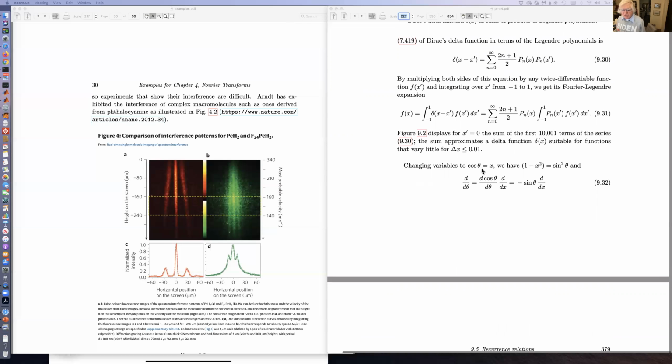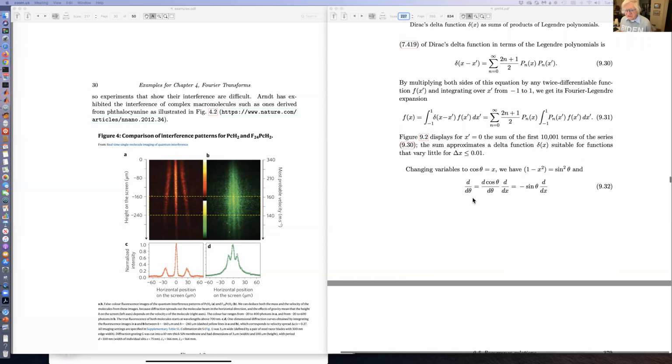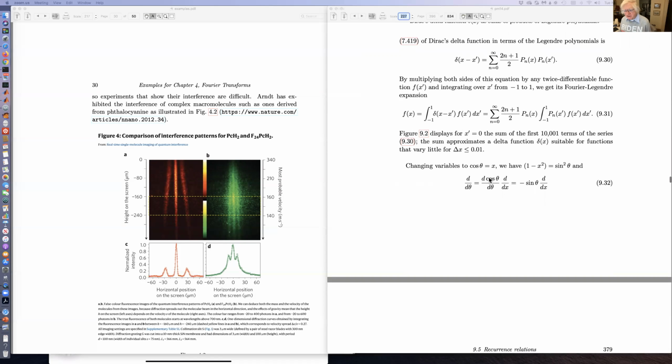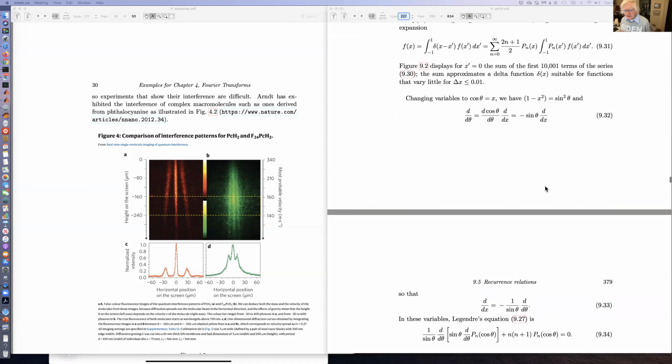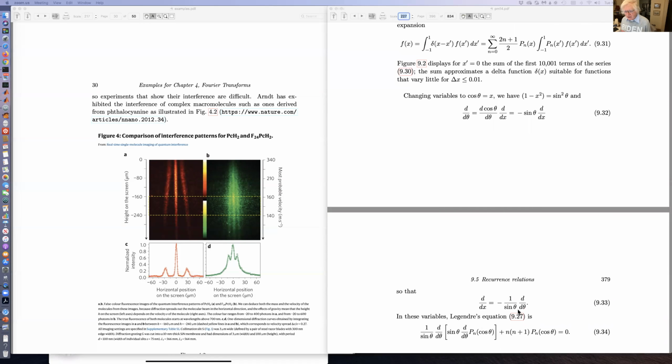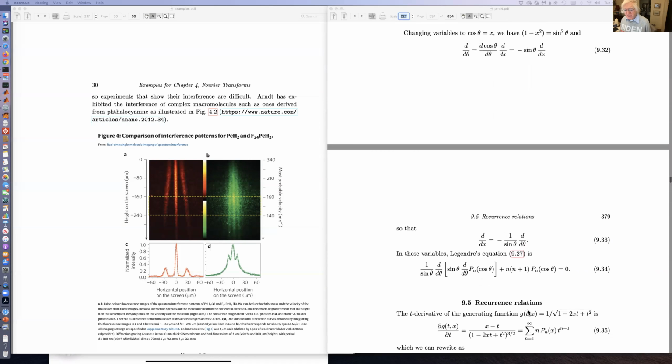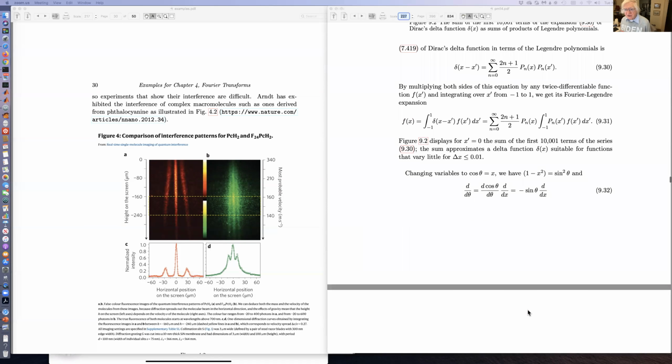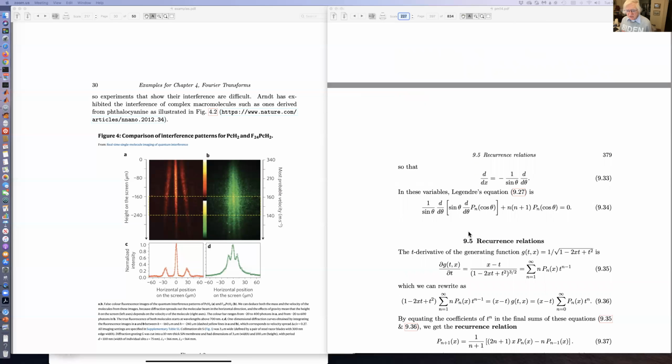And in physics classes, we often change variables. And so we set x equal to cosine theta, and then sine squared theta is 1 minus x squared. And then we say d by d theta is d by dx times dx by d theta, and dx by d theta is minus sine theta, so d by d theta is minus sine theta d by dx. Or equivalently, d by dx is minus 1 over sine theta d by d theta. And in those terms, the self-adjoint form of the Legendre differential equation is this.